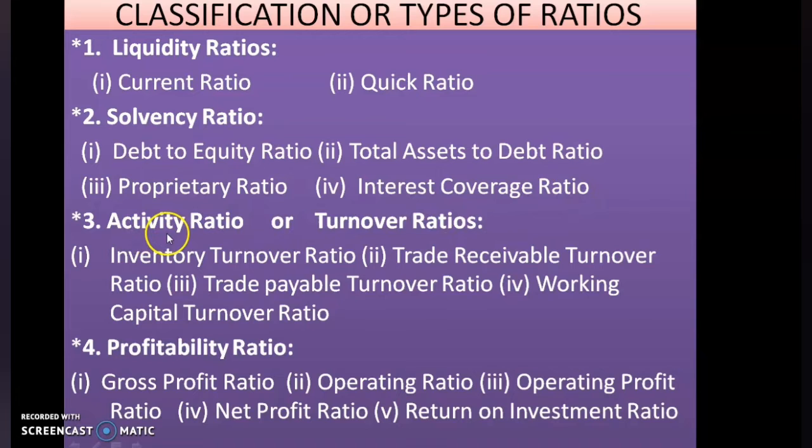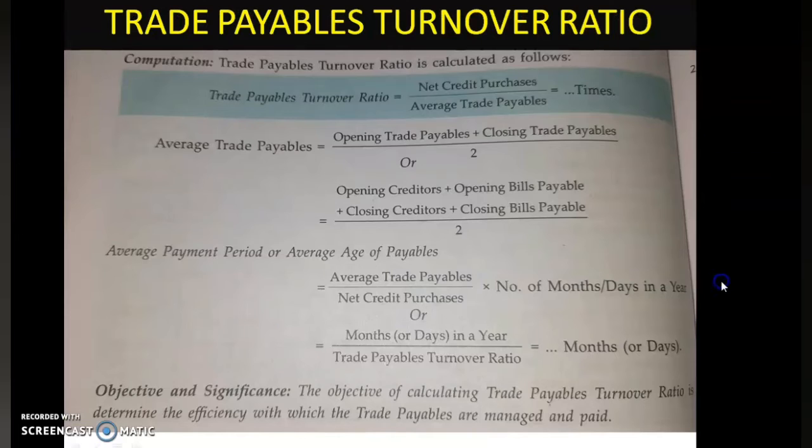Activity ratios are also categorized into four types: inventory turnover ratio, trade receivable turnover ratio, trade payables turnover ratio and working capital turnover ratio. Profitability ratio, there are five types: gross profit ratio, operating profit ratio, net profit ratio and return on investment ratio. Today we are going to discuss the trade payable turnover ratio.